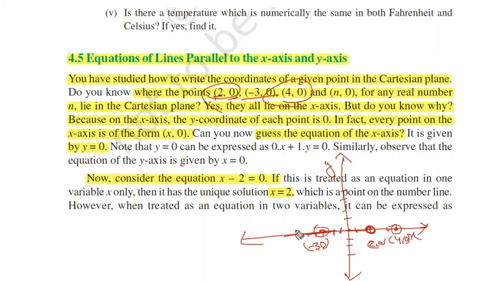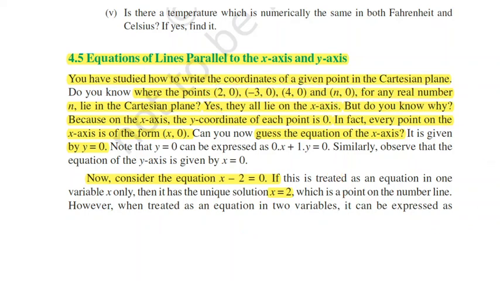Now (n, 0) means n can be any real number. Suppose n may be 0, 1, 2, 3, 1 by 2, 4 by 5, maybe any number, and y is 0. That means that point will also lie on the x-axis. So one thing is clear from here: on the x-axis, y is always 0, and on the y-axis, x is always 0.